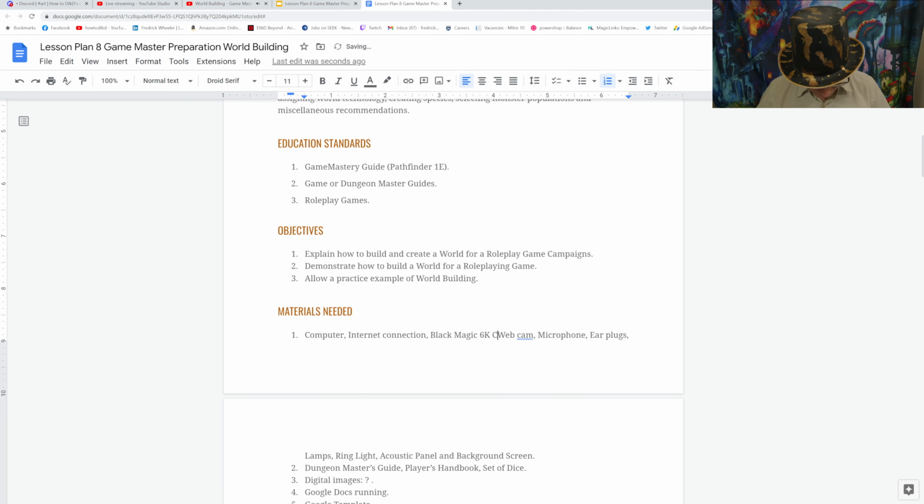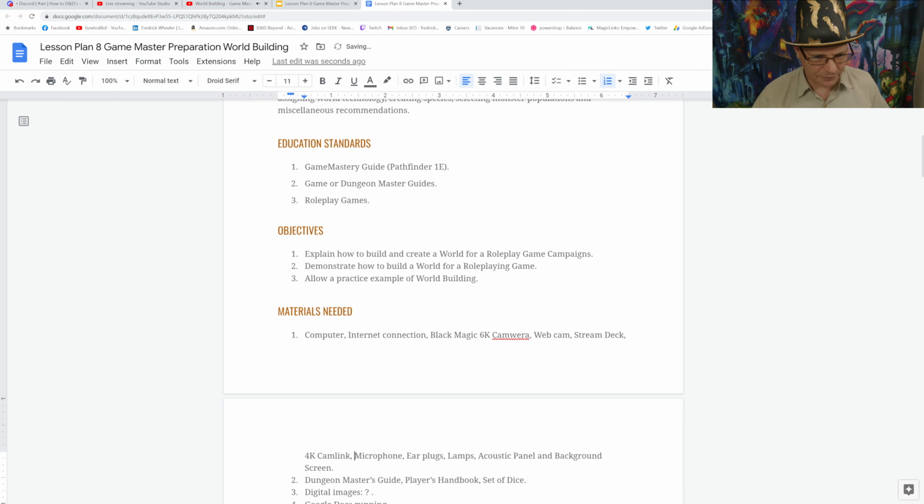6K camera. Webcam. The ring light's gone. I mean, I got the ring light, but I don't use it anymore. There's so many lamps around me now. And then microphone, Stream Deck. Oops, not quite. Stream Deck, and then that's right, the 4K cam link. There's no way I could have managed all of this without my brother. It's just too hard.